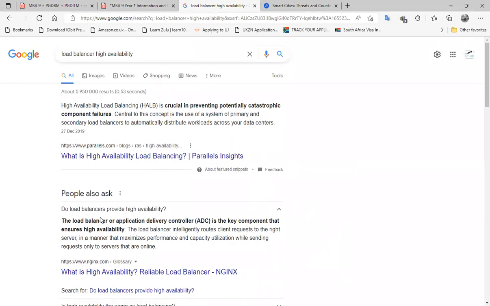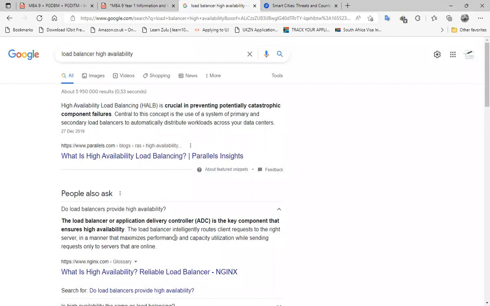Yes. So the load balancer, right? How it allows availability, right? They say that it is a key component that ensures high availability. And then the load balancer intelligently routes client requests to the right server. You see that illustration showing you, right? To the right server that may be free at that particular time in a manner that maximizes the performance.